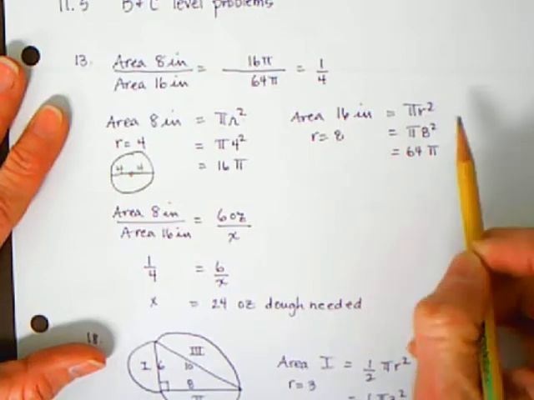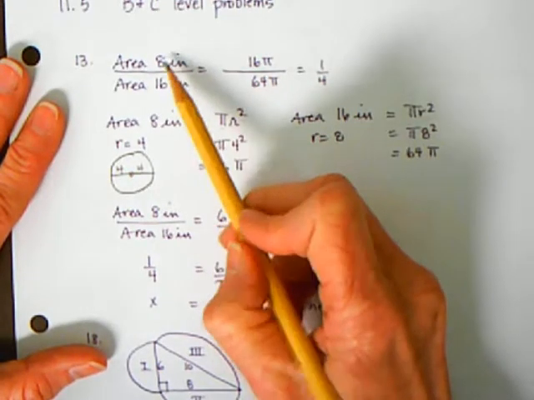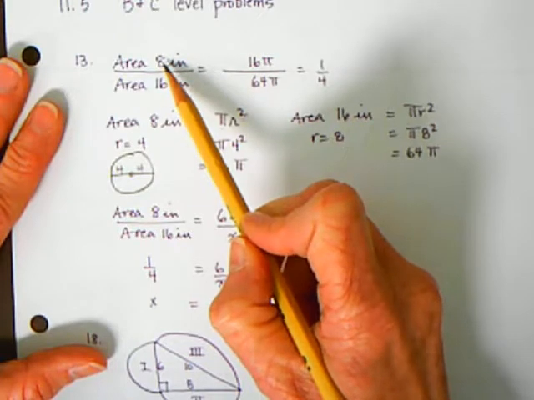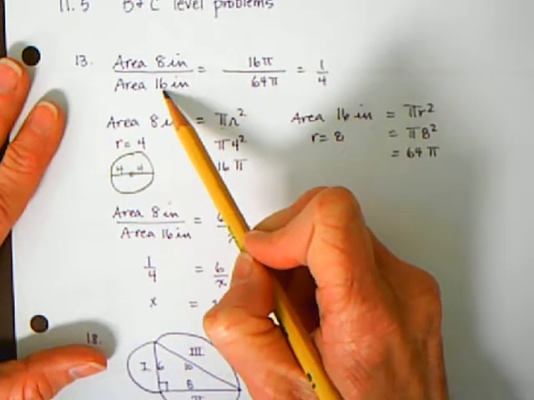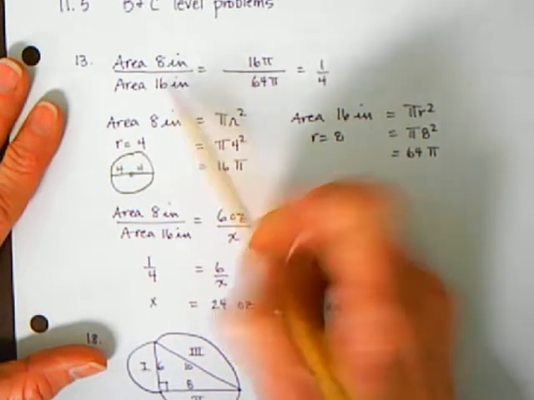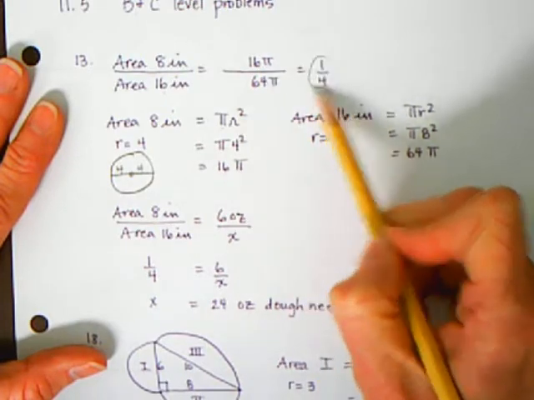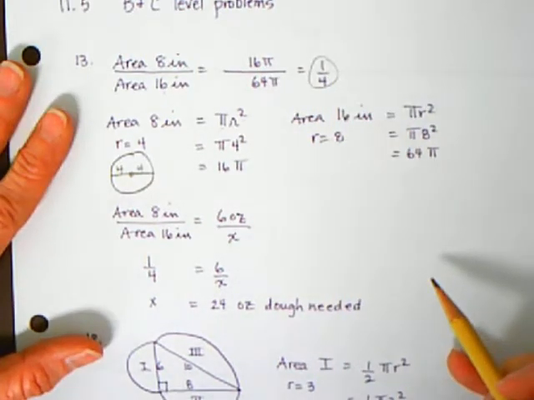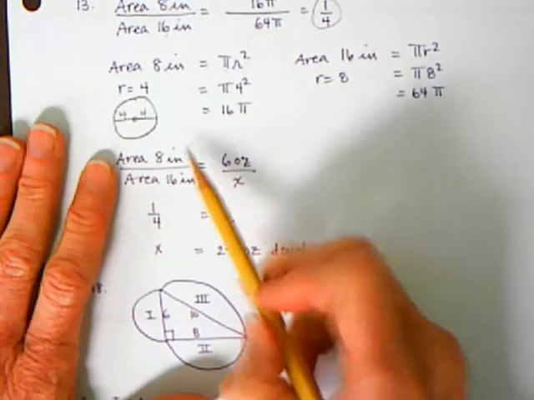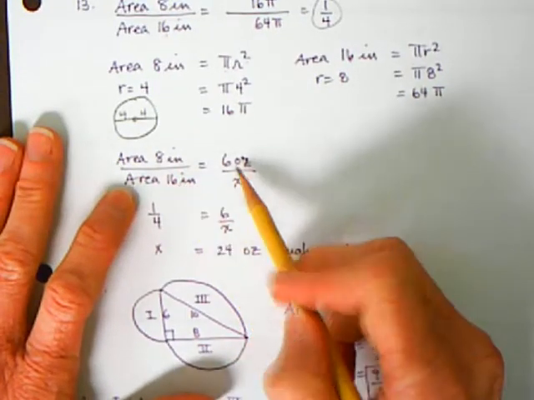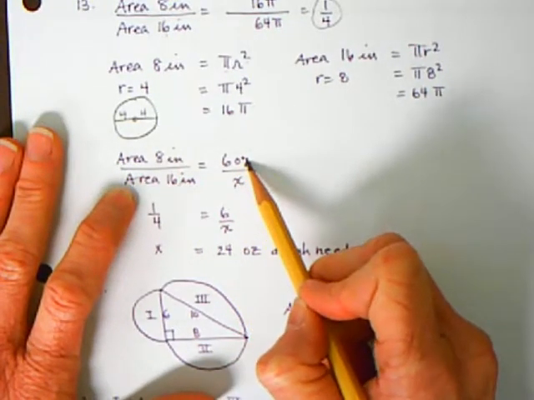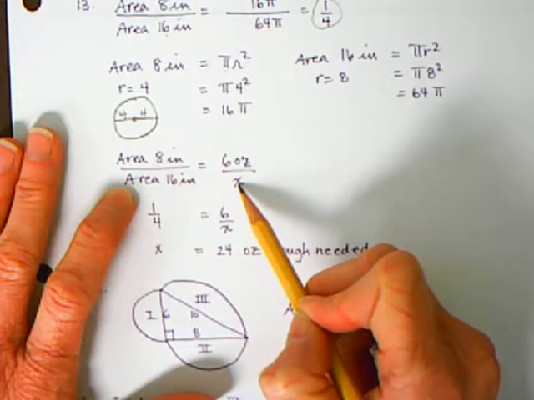64 pi. Now, sometimes you would think that if you're comparing the area of an 8-inch pizza to the area of a 16-inch pizza, you're guessing it would be double. But look, folks, it's quadrupled. Now that's interesting. Okay, so the area of the 8-inch over the area of the 16, we needed 6 ounces for the 8-inch, and we need to find how much we need for the 16 inches.